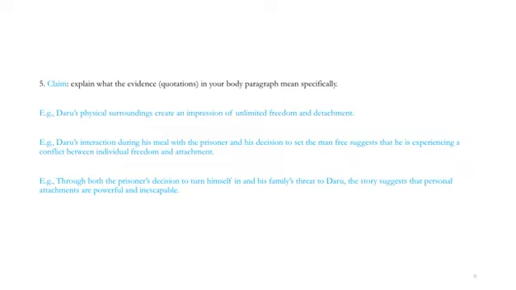The job of a body paragraph is simply to explain the piece of evidence there. And then through the prisoner's decision to turn himself in and his family's threat to Daru, the story suggests that personal attachments are powerful and inescapable. So now I know that if you look at this final claim here, the prisoner's decision to turn himself in, there'll be a quote about that, and then there'll be another quote about the family's threat to Daru. Now I know what the quotations are about. You've briefly told me what they mean, and you're going to follow this with those quotations.